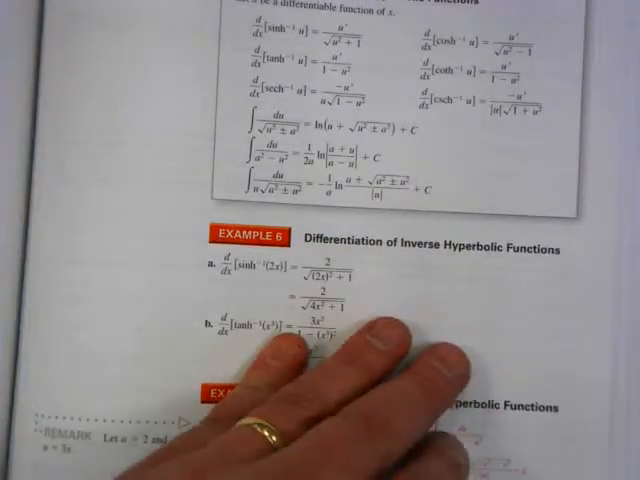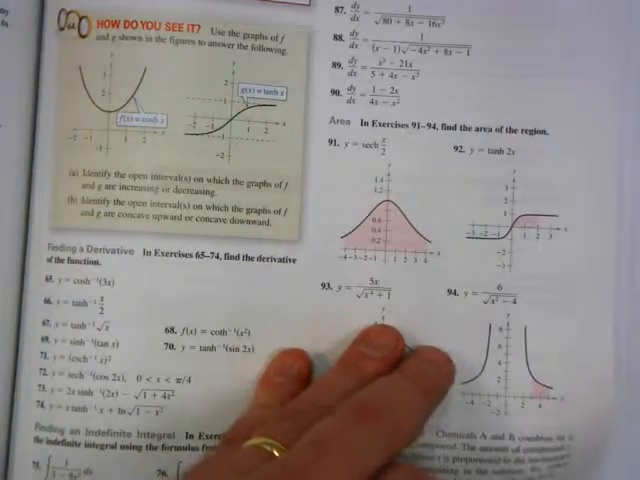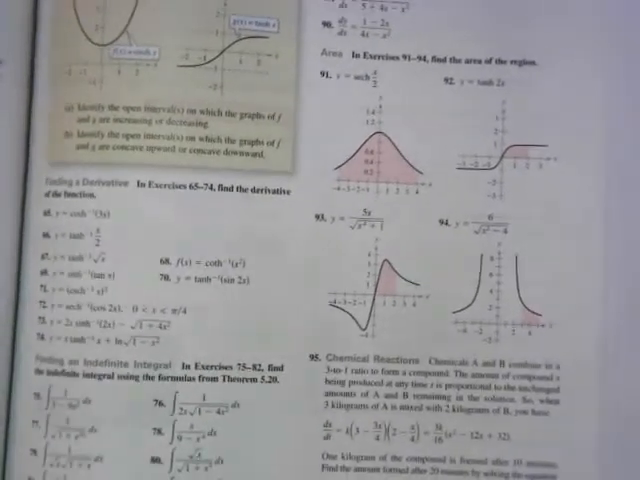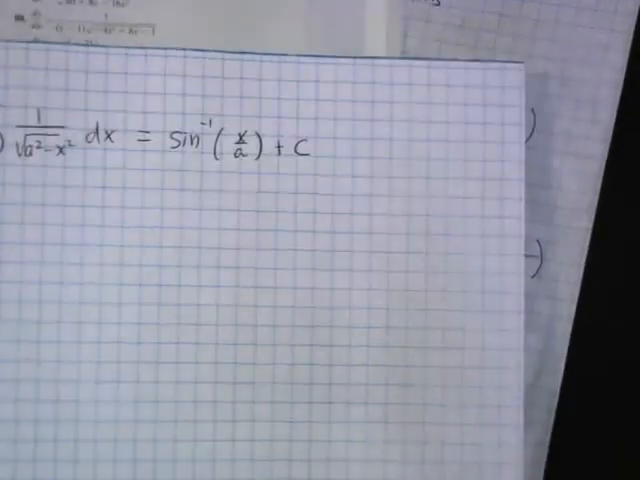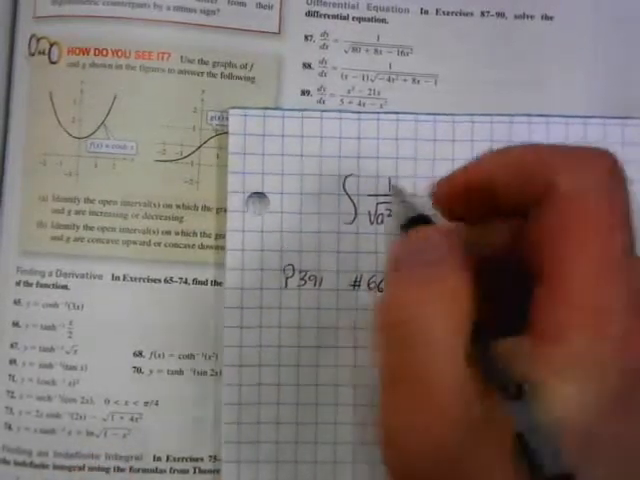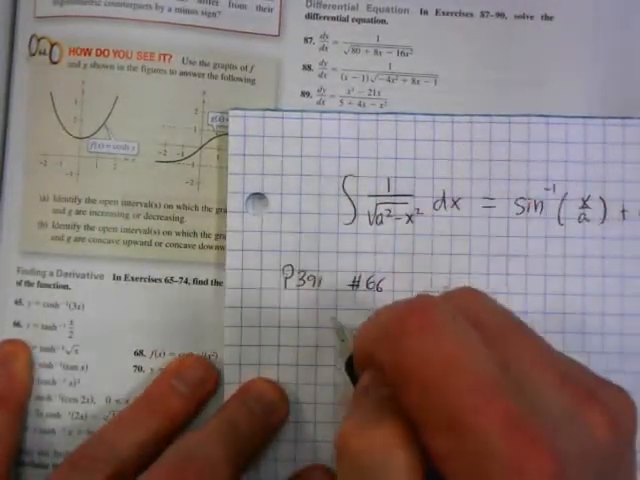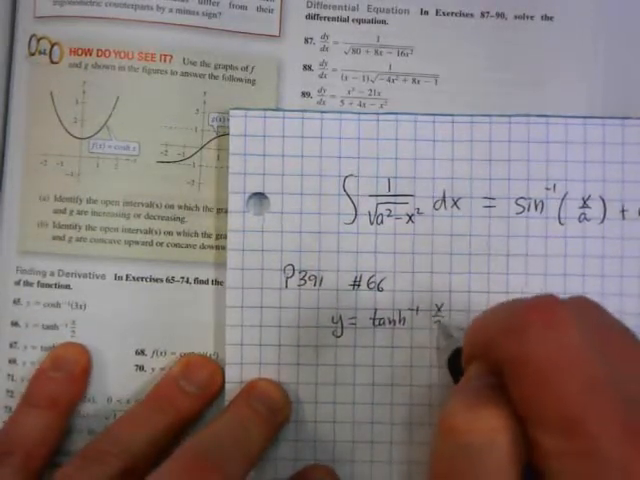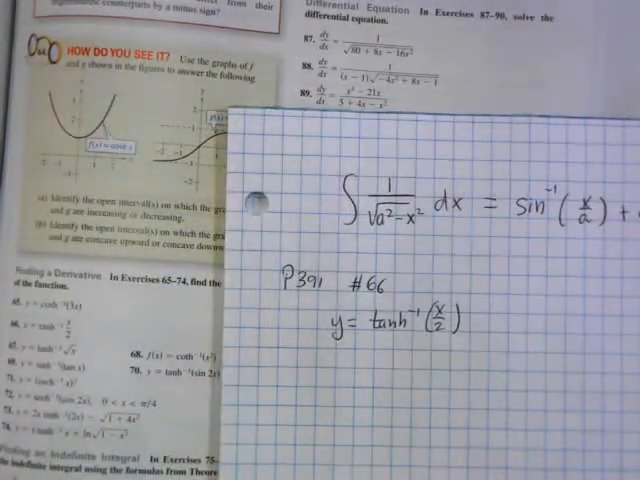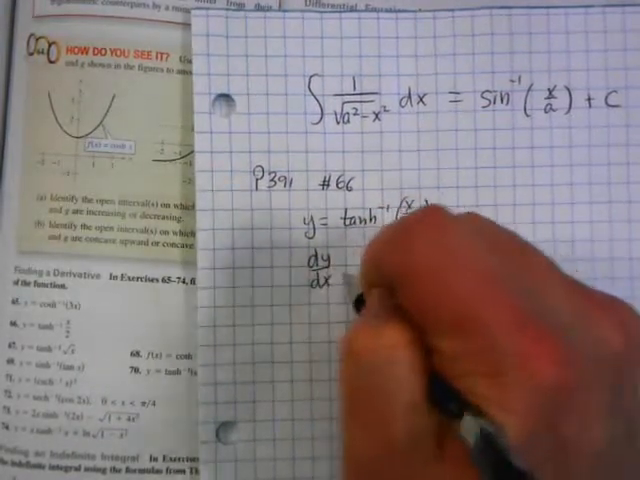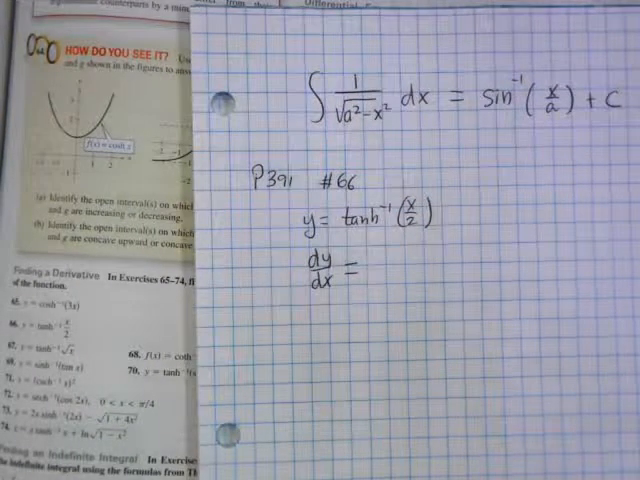All right, so let's jump to the homework problems. So, for example, number 66. This is on page 391. Number 66 says y equals hyperbolic tangent inverse of x over 2. Find the derivative. What would you do?